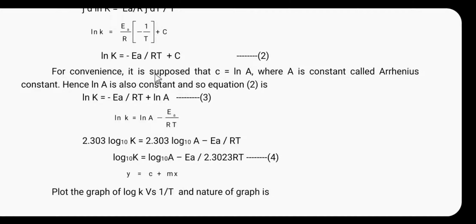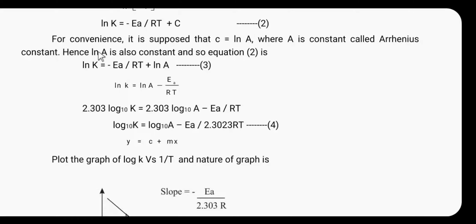For convenience, it is considered that the constant of integration c is equal to ln A, where A is a constant and it is called the Arrhenius constant. Hence ln A is also a constant. So equation 2 can be written as ln k is equal to minus Ea by RT plus ln A. This is equation number 3. This equation can be written as ln k is equal to ln A minus Ea by RT.